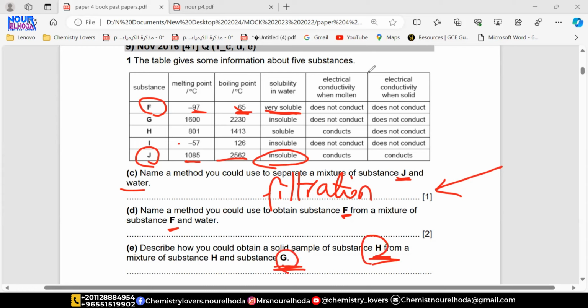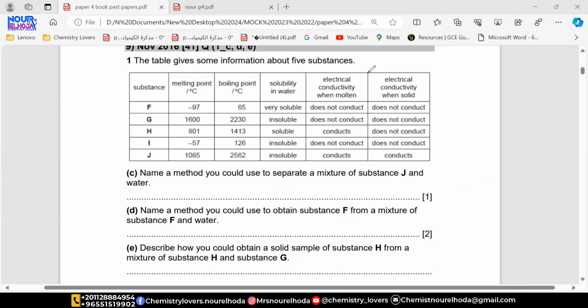I have H and G, but at this time I need to separate them. Where are H and G? H is here, and the other one is G. This one. So if I want to separate them, what should I do? One of them is soluble, the other one is insoluble. If one is soluble and the other is insoluble, how can I separate them?